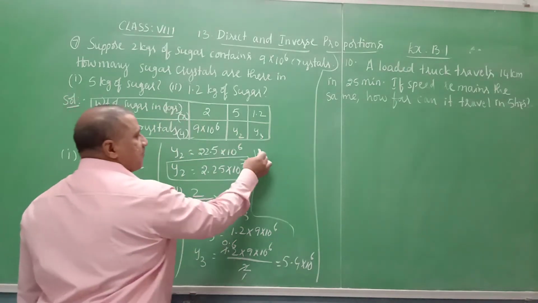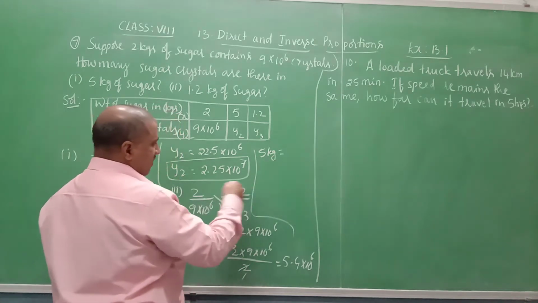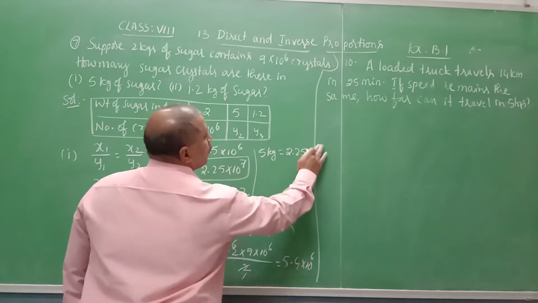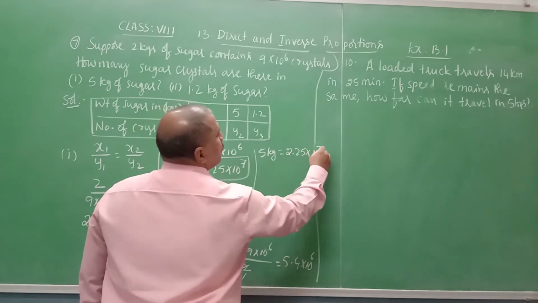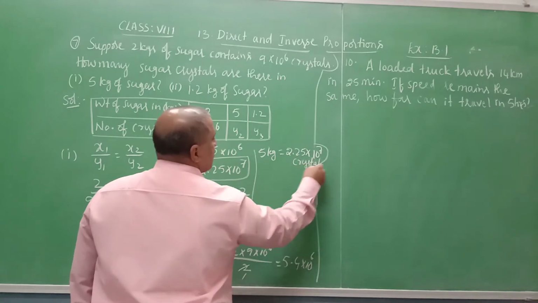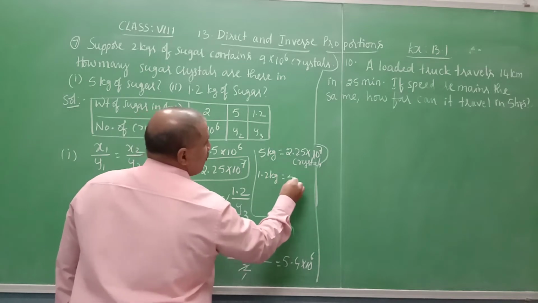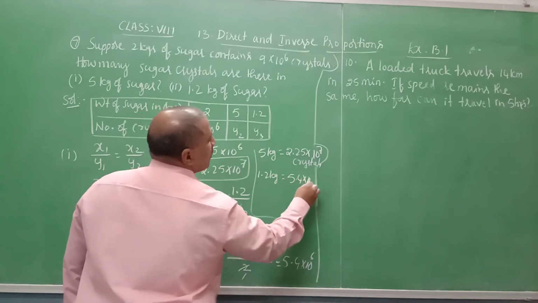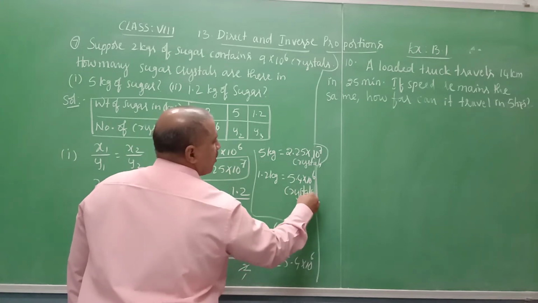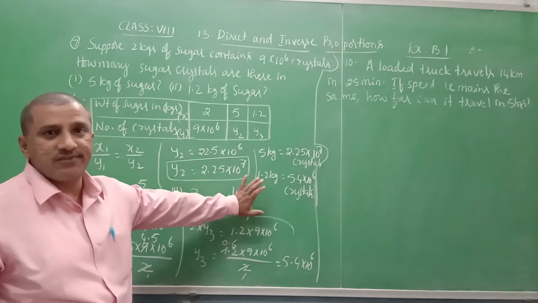So in 5 kgs of sugar, how many crystals are there? 5 kgs is 2.25 into 10 to the power of 7 crystals. Now 1.2 kgs, how many crystals are there? It is 5.4 into 10 to the power of 6 crystals in 1.2 kgs of sugar. Like this we can find.